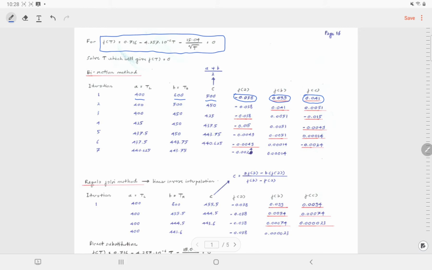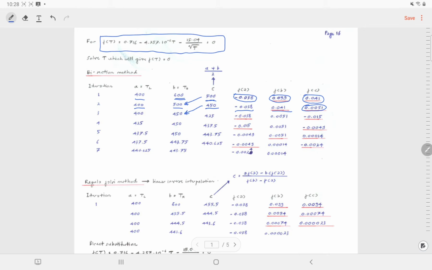This means that 500 will replace 600. So we put 400 here and 500 as the new B. Then we calculate the values of f(a) and f(b), and we halve again. 400 plus 500 divided by 2 gives 450, and you calculate the function's value at 450, and it is positive again. So 450 will replace 500.